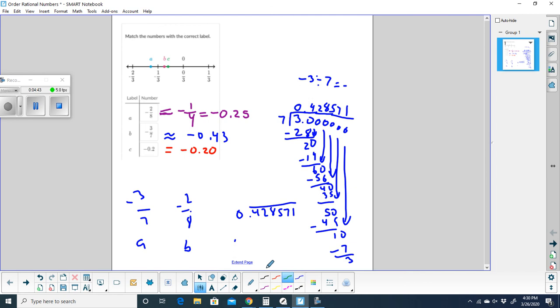Should switch up the colors. Make a little box here. And then the largest would be negative 0.2, which is C. Sorry for my messy handwriting. I know I write like a 5-year-old.